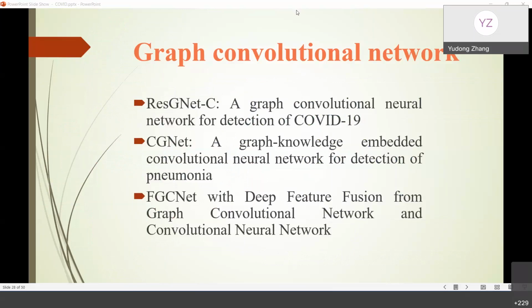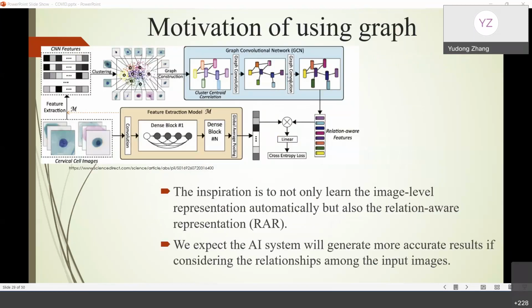Yeah, and then in this part, I will discuss some graph convolutional networks. We also proposed three graph convolutional networks. So why do we need to use graph? We first need to discuss the motivation, because the motivation is quite important. Someone will say, Professor, the CNN works very well. Why do I need to use graph? And the answer is that the graph can help us to learn what we call the relation-aware representation. Yeah, so you can see this picture.